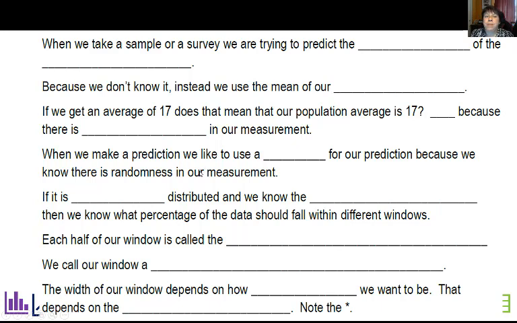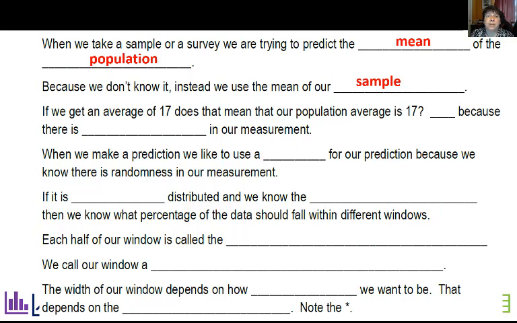Now, what is the point of this? When we take a sample or a survey or even do an experiment, we're trying to predict the mean for a population. Because we don't know it, instead we use the mean for our sample. Now, if we get an average of 17, does that mean our population average is 17?